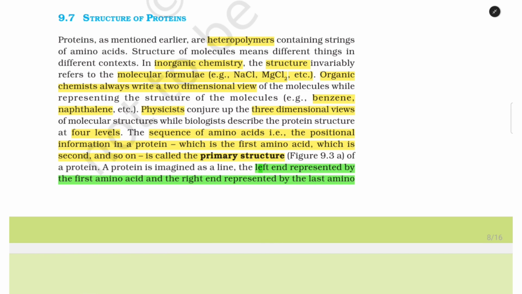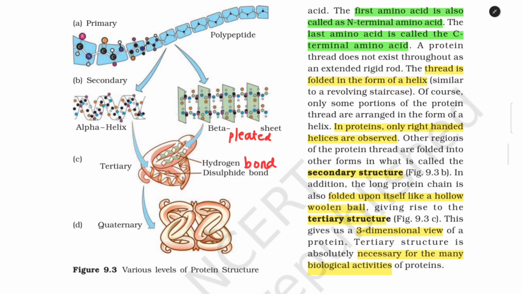The sequence of amino acids, that is the positional information in a protein, which is the first amino acid, which is the second, and so on, is called the primary structure, figure 9.3a, of protein. A protein is imagined as a line, the left end represented by the first amino acid and the right end represented by the last amino acid. The first amino acid is also called the N-terminal amino acid. The last amino acid is called the C-terminal amino acid.